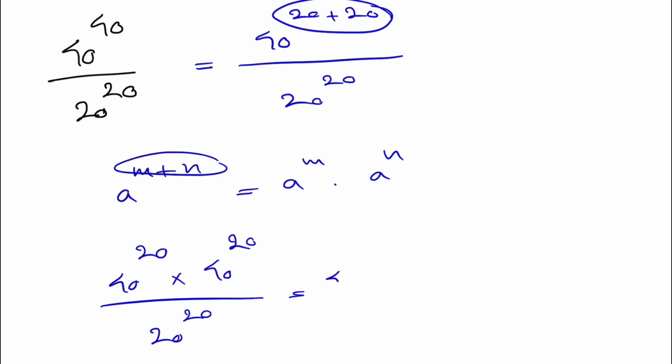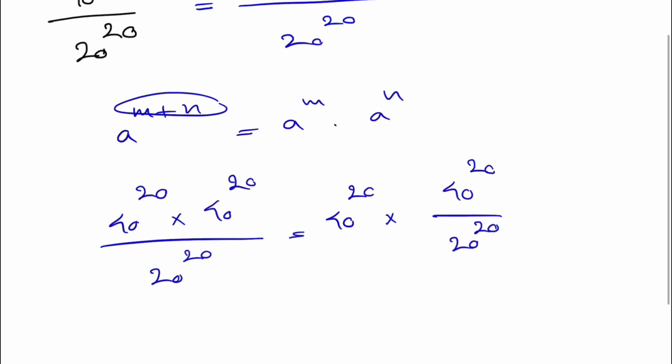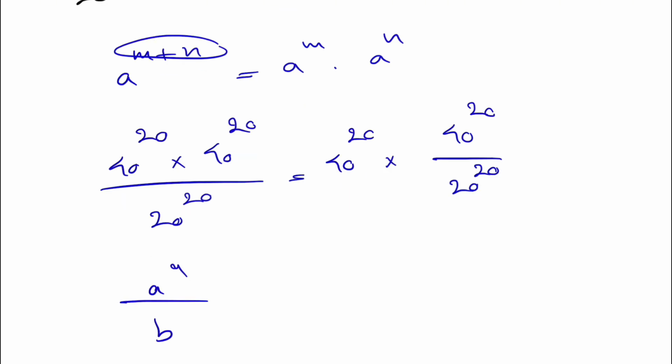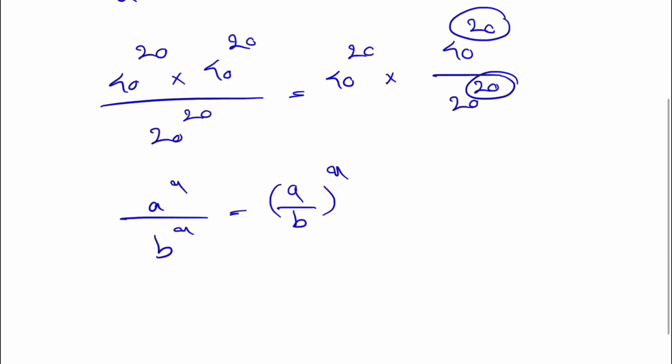So we can write this also in this way: 40 to the power of 20 times 40 to the power of 20 divided by 20 to the power of 20. And in here, when we have a to the x divided by b to the x, this will be equal to a over b to the power of x. And we have the same thing, we have the same exponent in these two, so we will have 40 to the power of 20 times 40 over 20 to the power of 20. And we know 40 divided by 20 is 2.